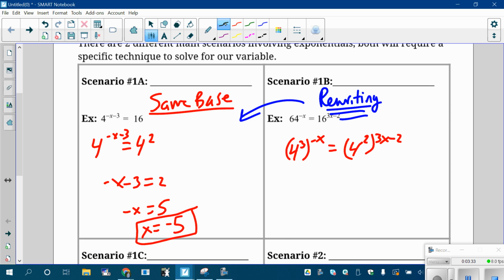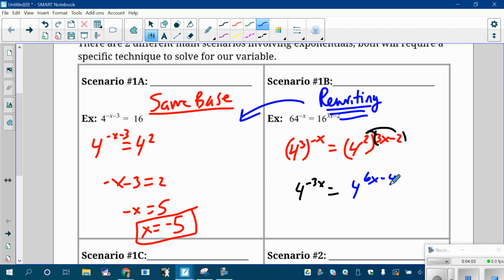Be careful about the exponent properties here. 4 to the third to the negative x, what do you do with an exponent to an exponent? You multiply them. So this would be 4 to the negative 3x equals, be careful here, 4 to the second to the 3x minus 2. I need to multiply 2 by 3x minus 2, and so I need to distribute it. Very important there, pay attention to that part. That 2 applies to both those there. So I get 4 to the 6x minus 4.